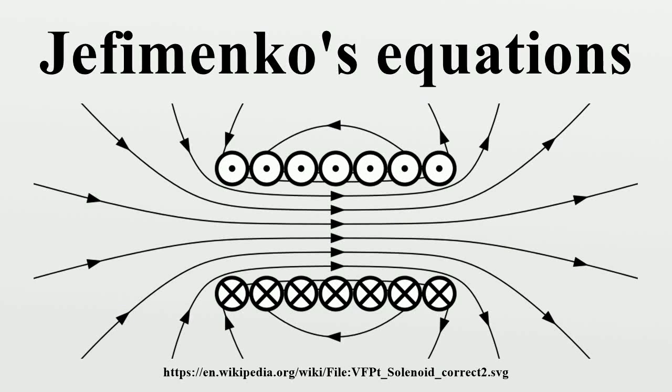In electromagnetism, Jefimenko's equations describe the behavior of the electric and magnetic fields in terms of the charge and current distributions at retarded times. Jefimenko's equations are the solution of Maxwell's equations for an assigned distribution of electric charges and currents, under the assumption that there is no electromagnetic field other than the one produced by those charges and currents.